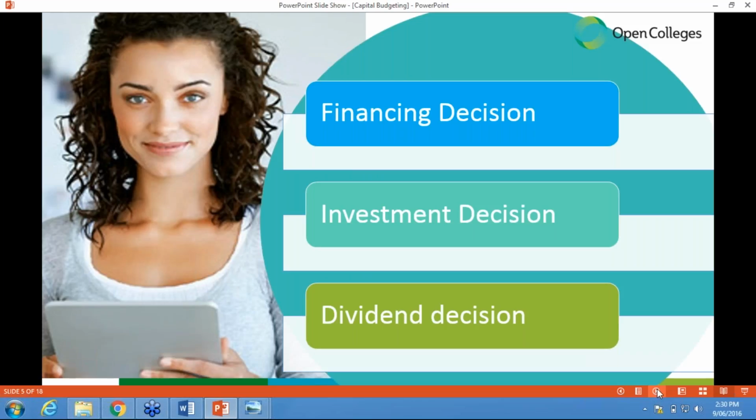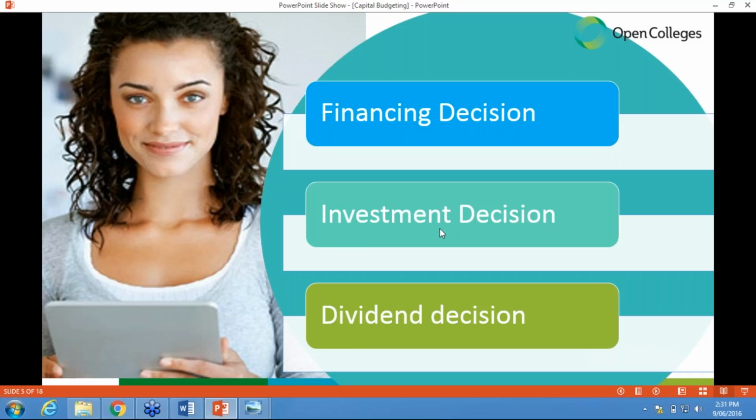In financial management, the most important function for a finance manager is not only the procurement of external funds, but also to make an efficient and wise allocation of these funds. Allocation of funds means investment of funds in various assets, and this decision is known as investment decision.